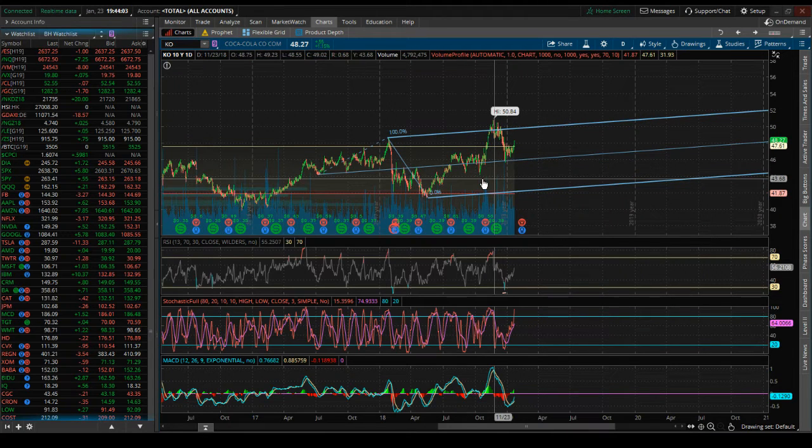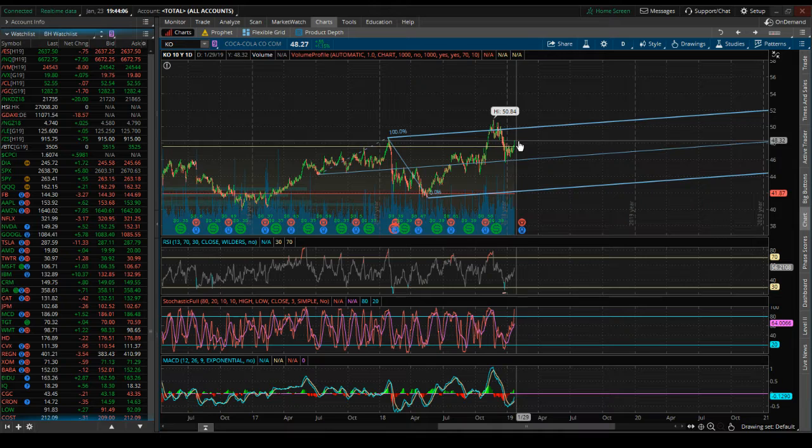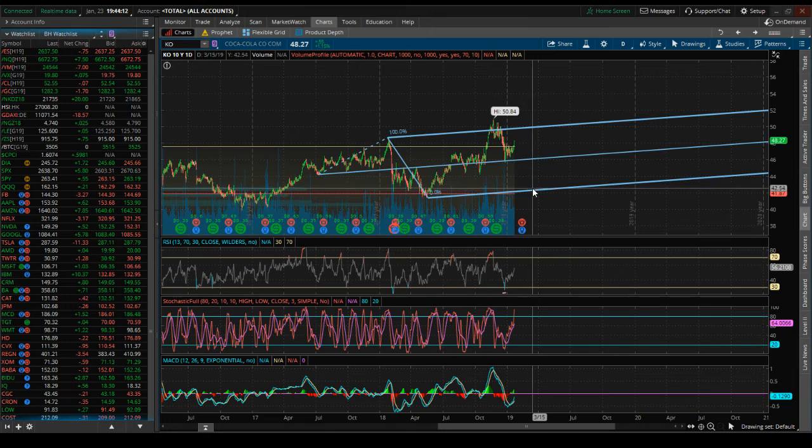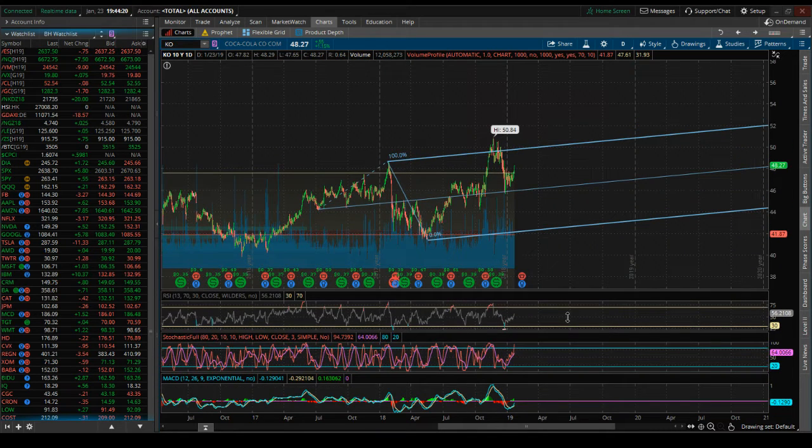It could be putting in another head and shoulders right here. If it does, it'll close at the median line of the pitchfork, and then you might get some downside again to that 42 area. It does look bullish though, just looking at the RSI and stuff like that. So it looks like there is some potential.